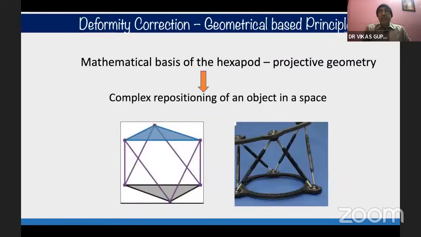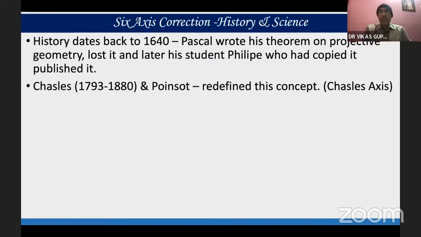This hexapod is basically a generic term. It is based on the principle of projective geometry that Manish has already covered, which requires complex repositioning of an object in space, which the hexapod system helps with. If you go back to the history, we are using hexapods in this century, but it was way back in 1640 that Pascal wrote his theorem on projective geometry, on which these hexapods are based. But somehow he lost it, but his student had cleverly copied it. His name was Philip. It's like a movie story if you go back to the history.